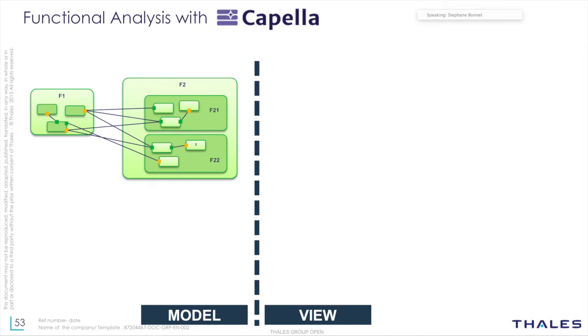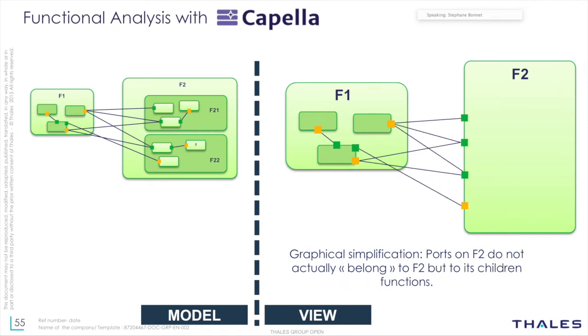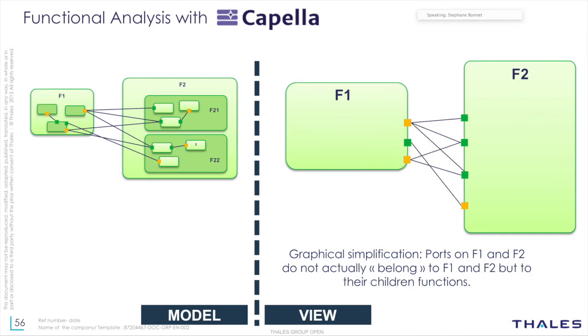I will have that on the left side of the screen, and on the right side I'm going to illustrate what we can see in Capella when we remove some of the functions. The first one is I remove the subfunctions of F21 and F22. Automatically the ports of these subfunctions are displayed on F21 and F22, even though they don't belong to these 2 functions. If I remove F21 and F22, automatically the ports are displayed on F2. If I do the same on the other side, then the ports are displayed on F1.